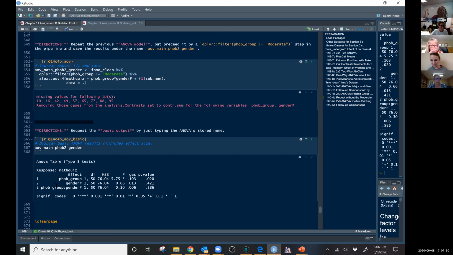Because I went to look at my results, and I don't have an interaction in my model because I only had one variable. You can't have an interaction with only one variable. You've got to have two variables to get an interaction. Is the interaction significant?